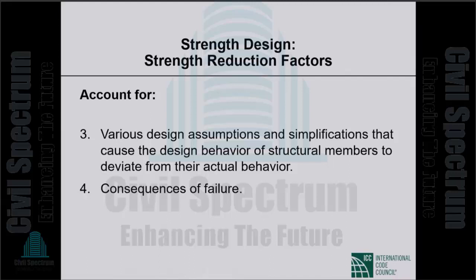When a column fails, it is catastrophe. When a beam fails, it may not be a big deal. Beams can be much more easily repaired than columns can be. So columns have to be assigned a significantly lower phi factor than beams. Okay, consequences of failure.